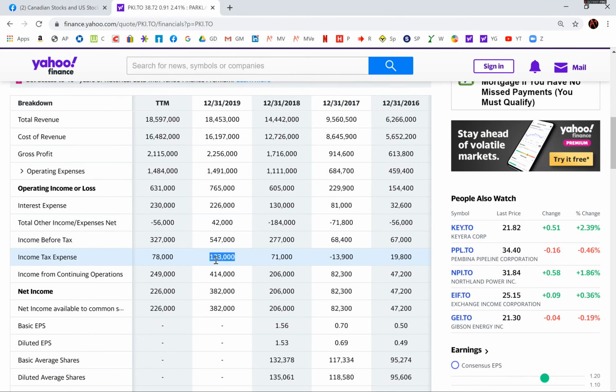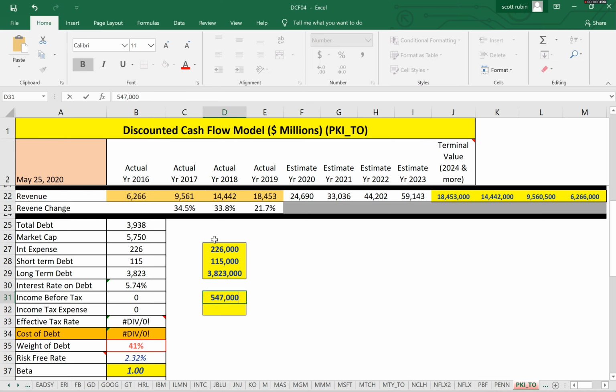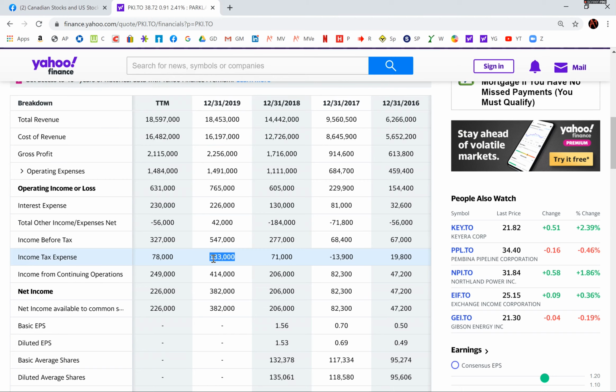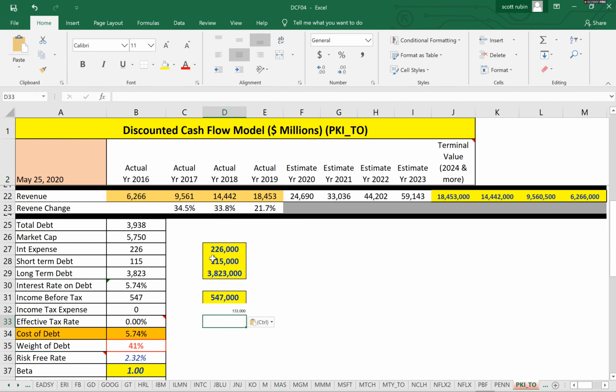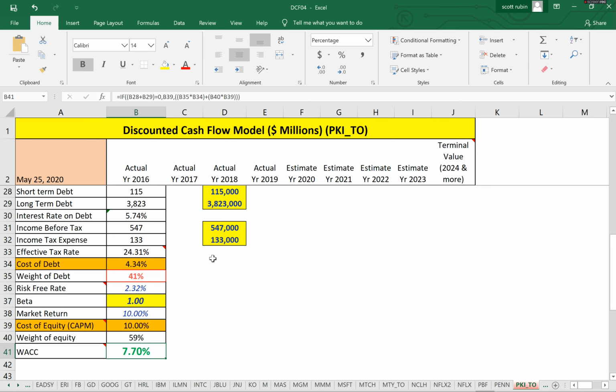So the income before tax, 547, and the income tax is 133. So they pay 24% of taxes. So the cost of debt is actually 4.3%. And 41% of the capital structure is debt, which isn't the best sign, but it's not terrible. At least it's not over 50%.